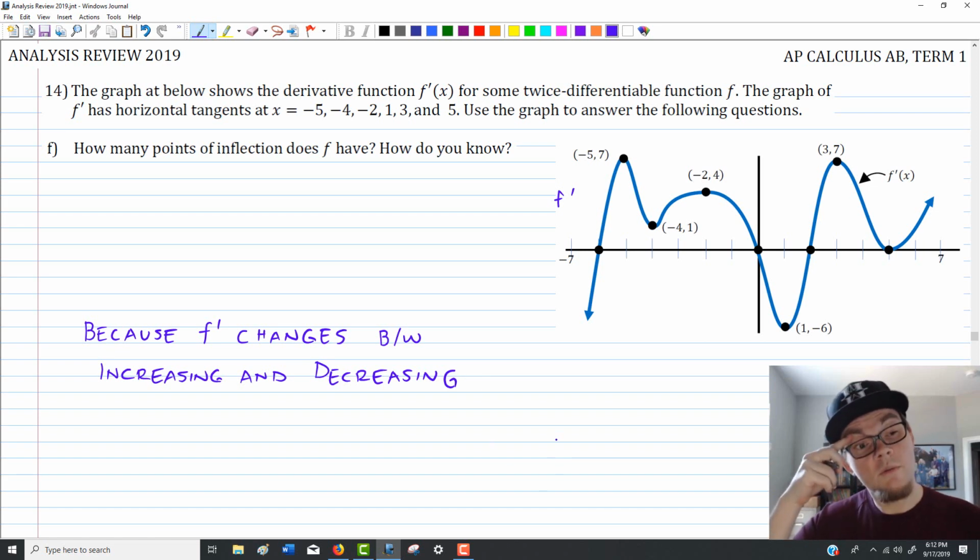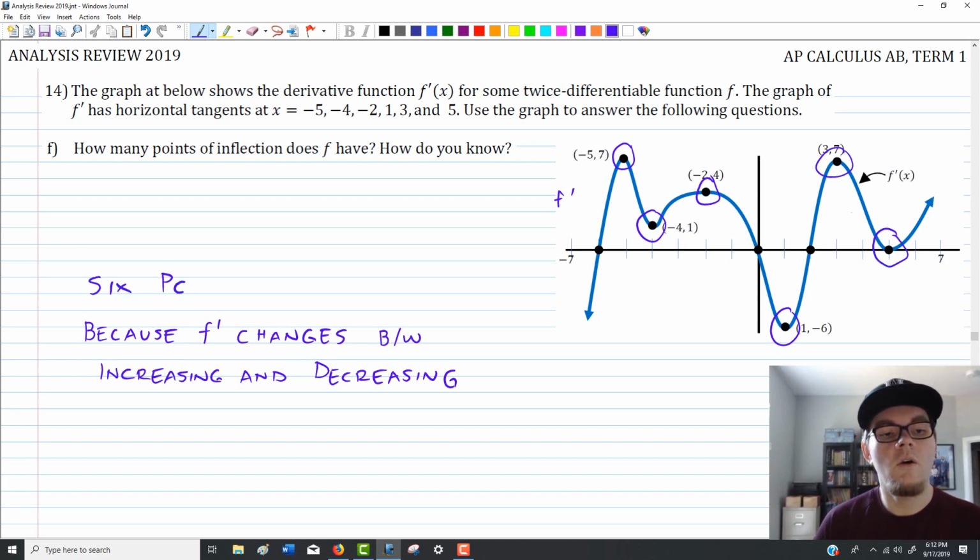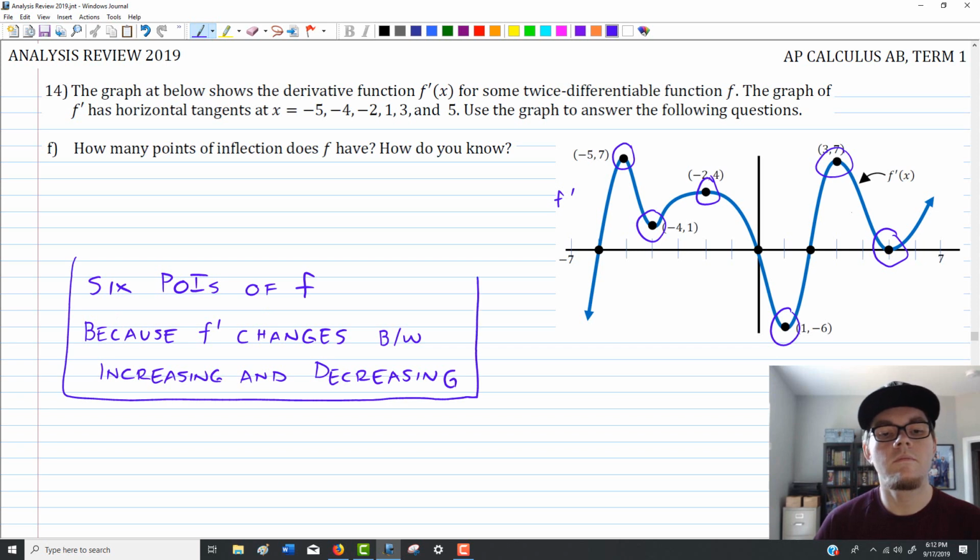So now we're looking for places where this occurs. I'm just going to circle those spots. We want the f prime graph to go from increasing to decreasing or decreasing to increasing. So 1, 2, 3, 4, 5, and actually 6. So there are 6 POIs of f, and there's our reason.